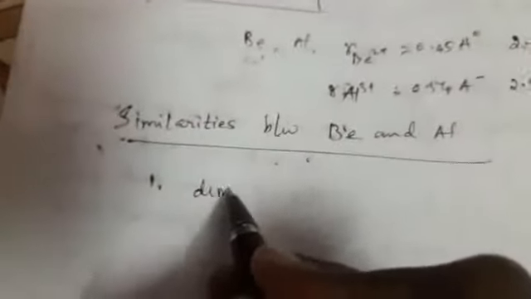Beryllium, the first member of the alkaline earth metals, shows a diagonal relationship with aluminium. The radius of beryllium is 0.45 angstrom and the radius of aluminium is 0.54 angstrom. Next, nuclear charge of the pair: beryllium is 2.36 and aluminium is 2.50. Next topic, similarities between beryllium and aluminium. What properties do you see? Beryllium and aluminium have a dimeric structure.